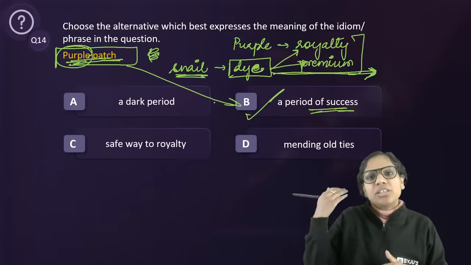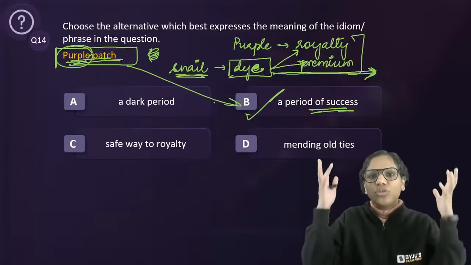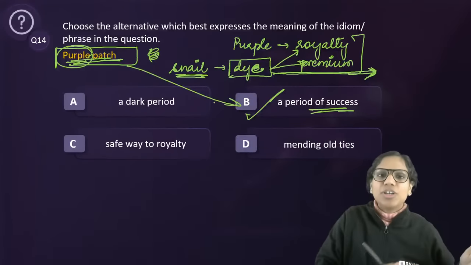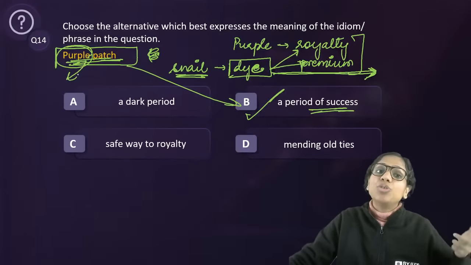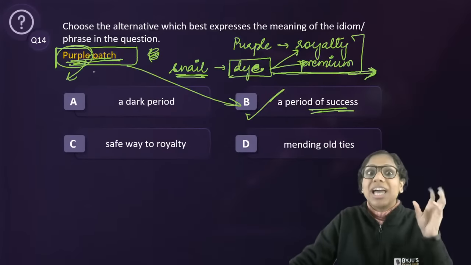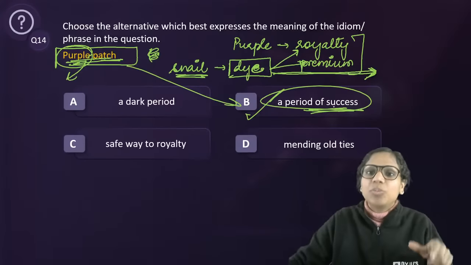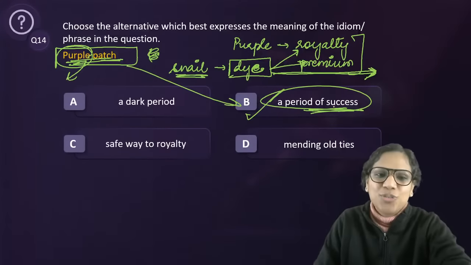Right. So knowing the story behind an idiom helps you to remember it for a long, long time. If I just told you, okay, purple patch is a period of success, probably you would forget it. But now that you know that purple is associated with premium, lavish, royalty, you'll be able to associate it with a period of success.